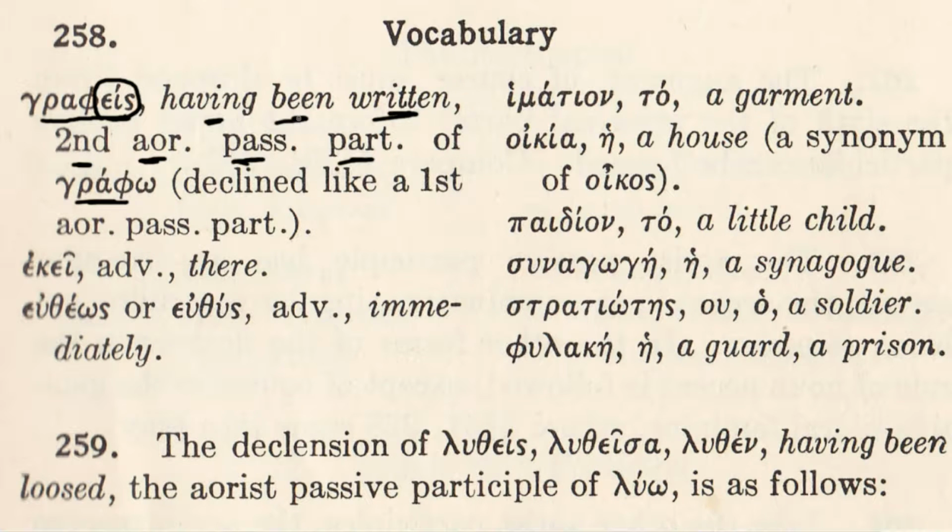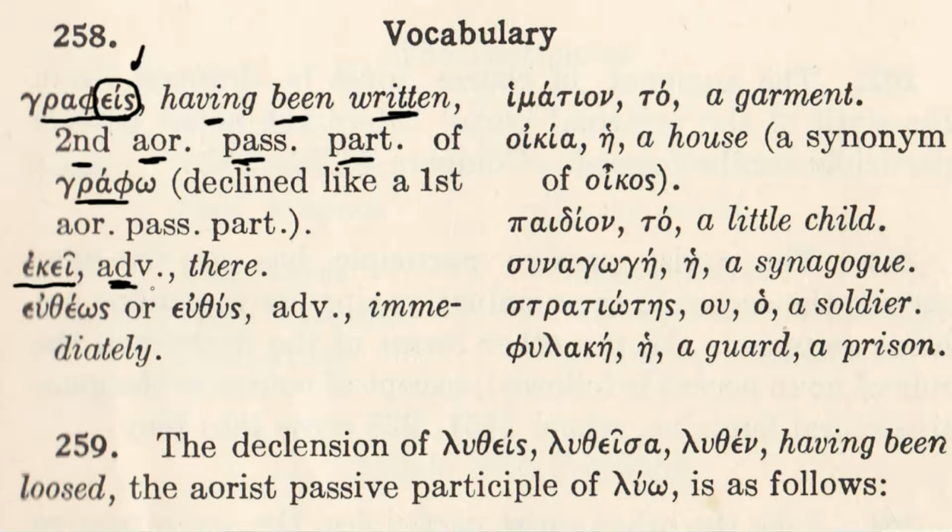Again, you'll notice the accent is irregular in that it is on the ultima, so the recessive rule does not apply. Rather, the retentive rule applies to the participle, and we're going to find that the accent will stay on that syllable throughout the paradigm. This next word is simply the word eke. This word is an adverb.